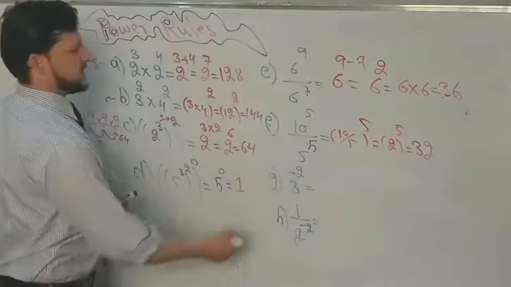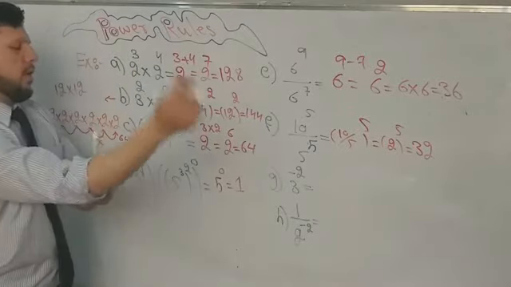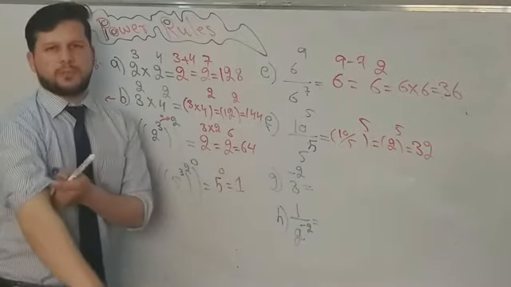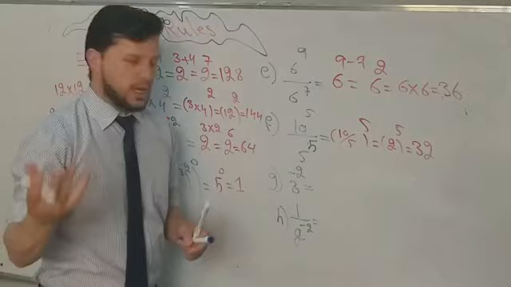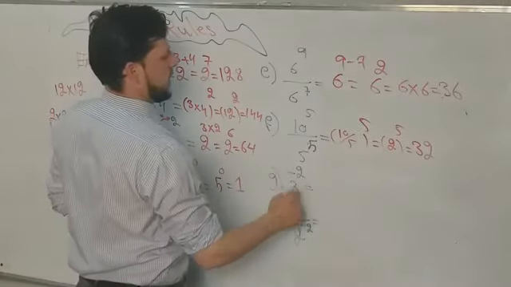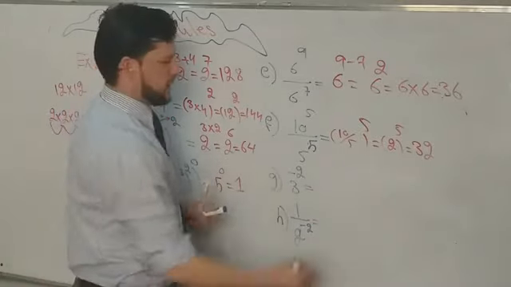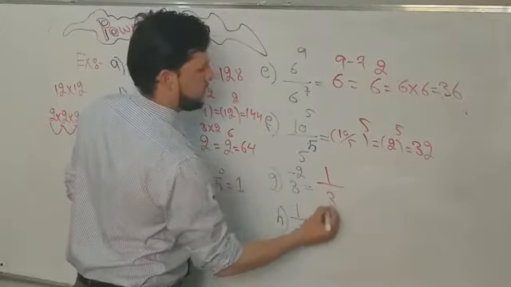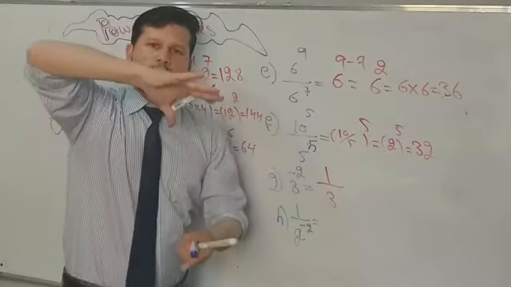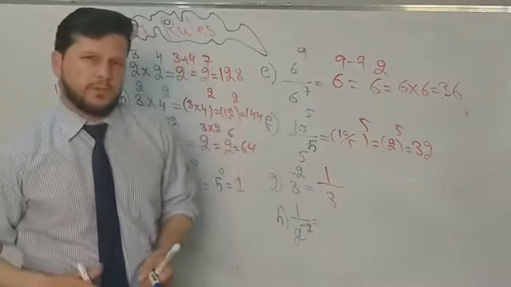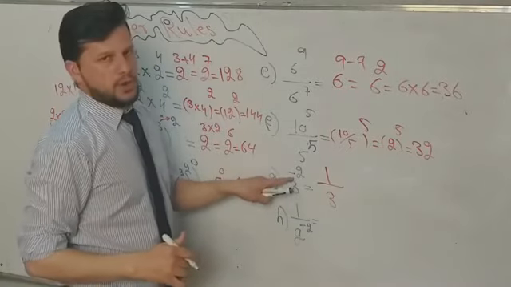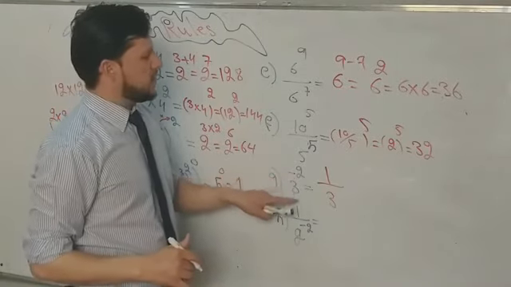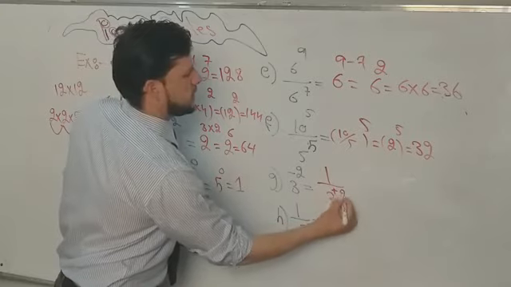The next case is if the number is to the power of a negative exponent, it is equal to the reciprocal form of that number with a positive power. The reciprocal of 3 is 1 over 3. If you find the reciprocal of 3, you write it as 1 over 3, and the negative exponent 2 becomes positive 2.